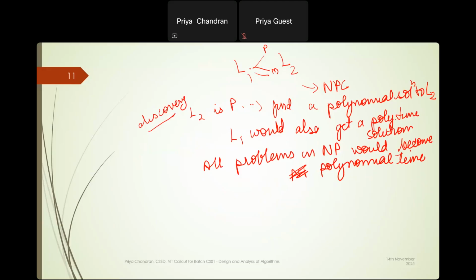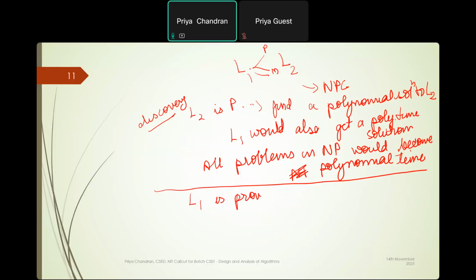If on the other hand, suppose L1 is proved intractable, that is any problem in the NPC class.